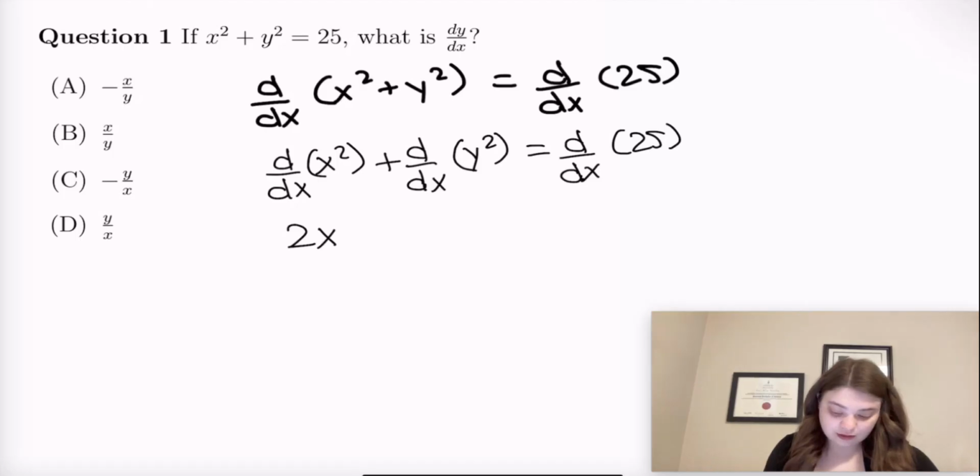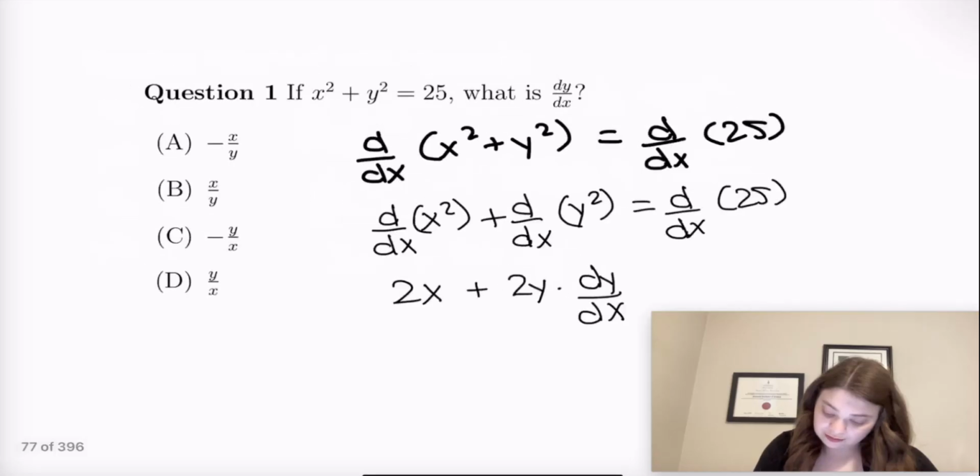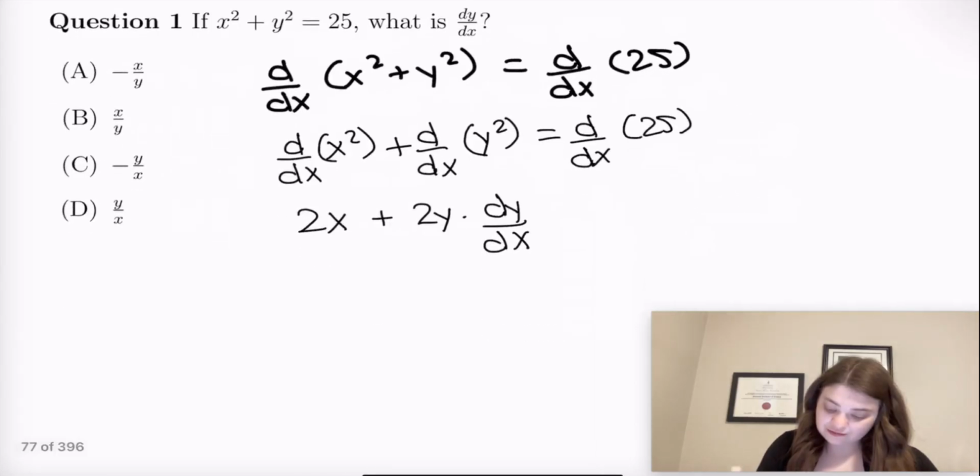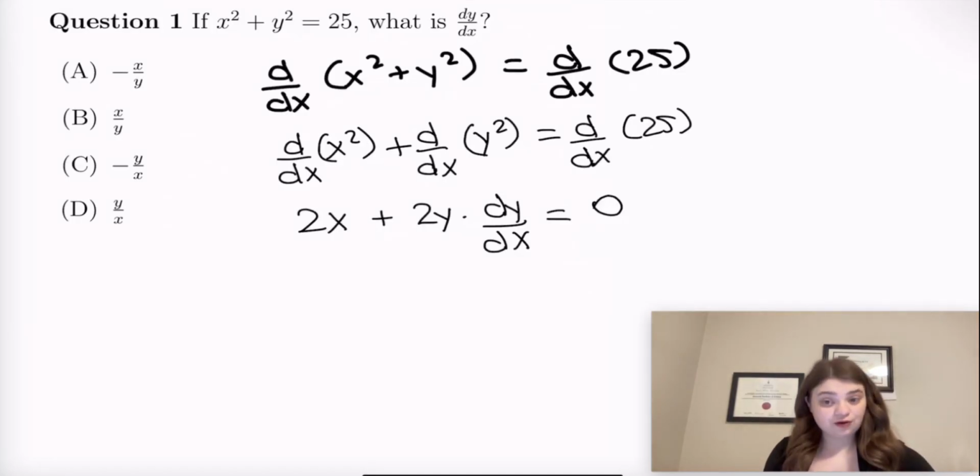Then for the next one, what is the derivative of y squared with respect to x? Well, that would be 2y times dy over dx. And then for the third one, we have the derivative with respect to x of 25. That is just going to be 0, because what is the derivative of a constant? It's just 0.